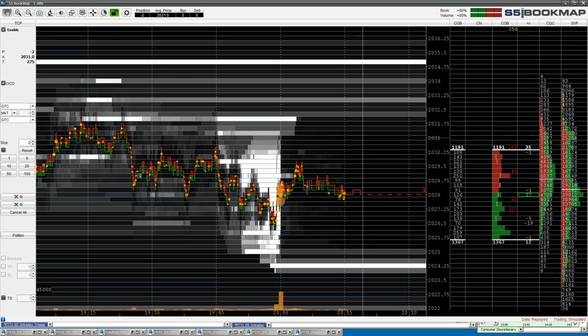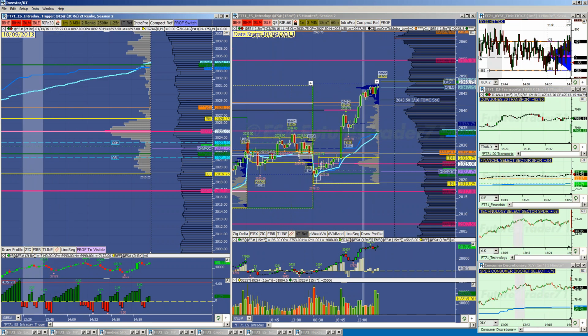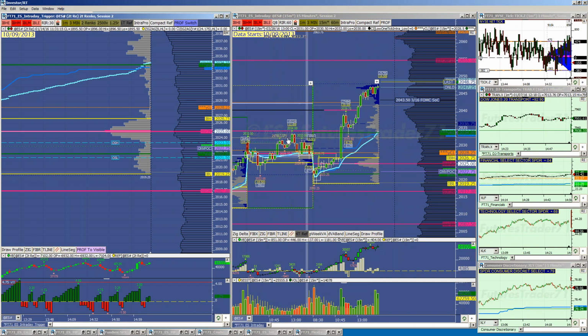A trend to me is a birthday gift. I don't shoot for trends because I don't know when that's going to happen. I don't have any idea what Yellen's going to say to cause this move. I expect most days to be balance days, because my statistics show that somewhere around 78 to 82% of days in the ES are balancing days. So why am I shooting for trends? I'm going to play the higher probability, which is to play for balance.